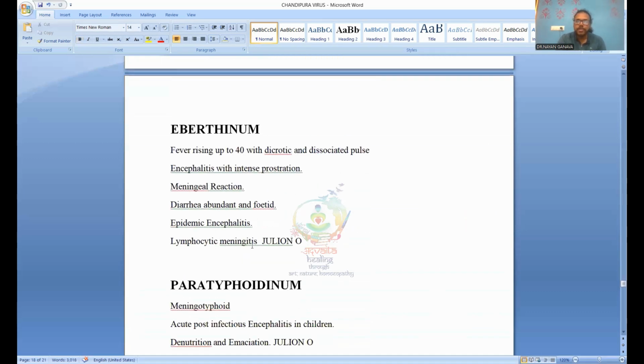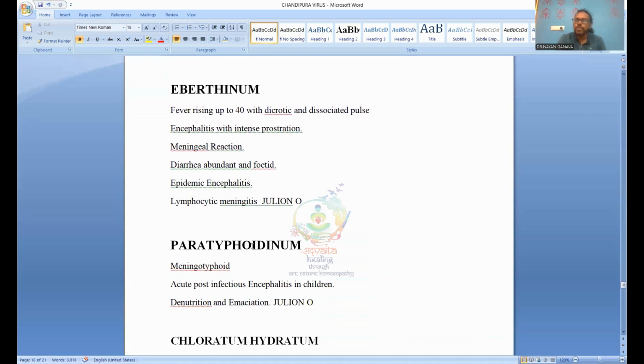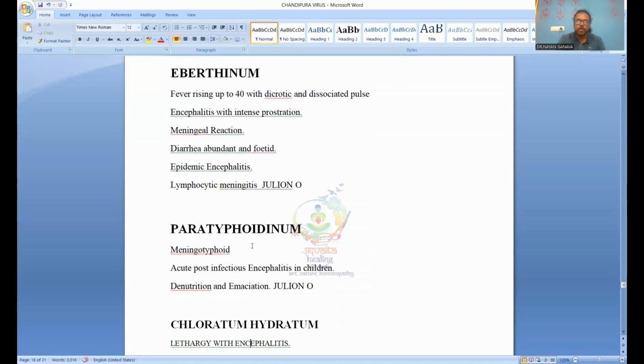Another remedy which is mentioned by Julian is iberthinum. So in iberthinum, what is written is fever rising up to 40 with dicrotic and dissociated pulse.